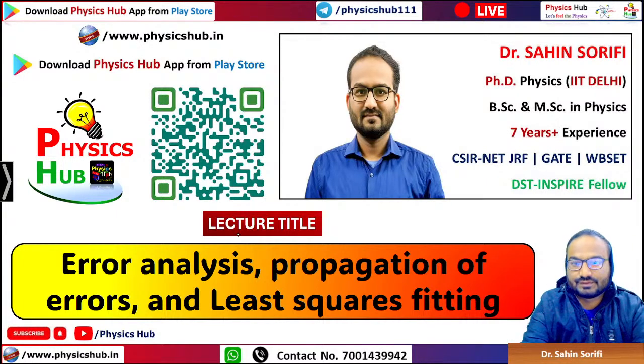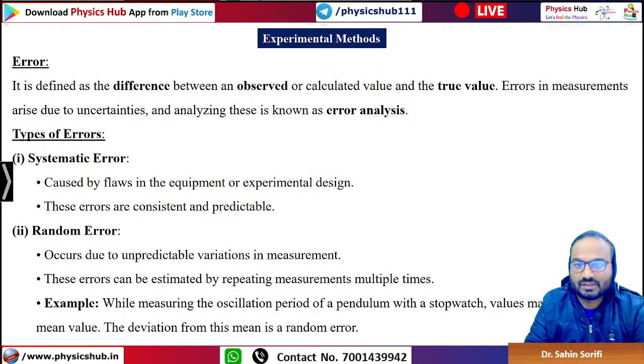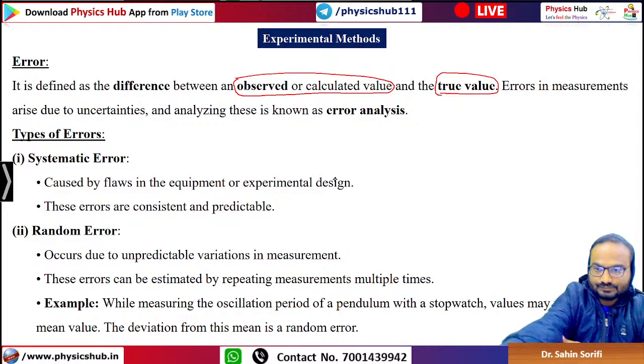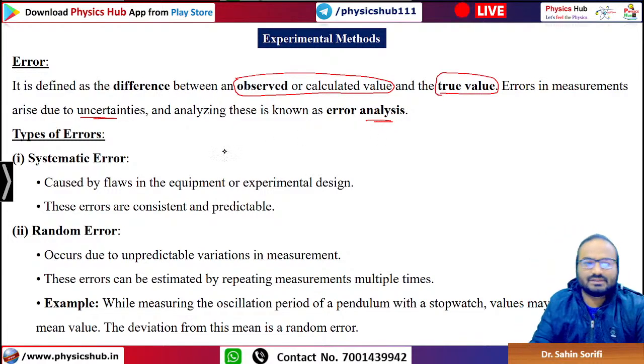So we'll start with the definition of error. From here, experimental methods starts. Error is defined as the difference between the observed or calculated value and the actual value or true value. The difference between them is known as the error. Error in measurements arises due to various reasons and due to uncertainties, and analyzing these errors is known as error analysis.